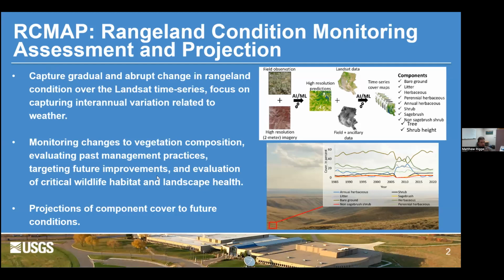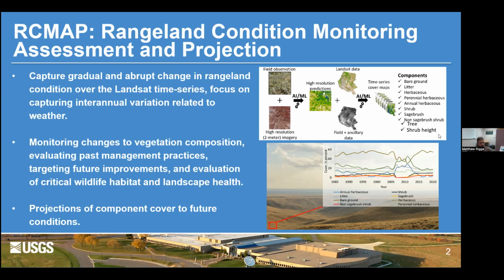So the focus of our project is to capture both the gradual and abrupt changes in rangeland condition over the Landsat time series. That's primarily from 1985 until present, and with that also capturing interannual variation related to weather. Here's the list of the components that we make: bare ground, litter, herbaceous, shrub, sage, and, new to this generation, tree and shrub height.